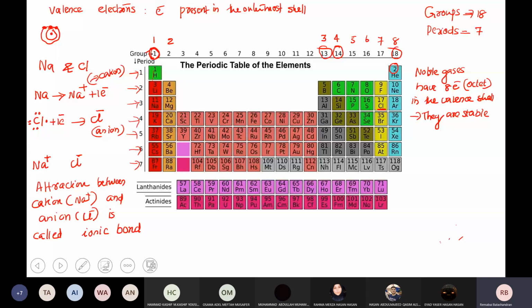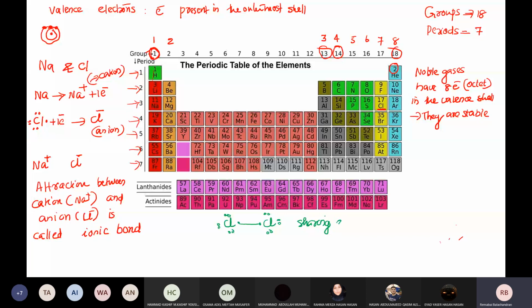Now, suppose we have just 2 Cl atoms. Chlorine has 7 electrons. So to be stable, it needs 8, right? So what do they do? In this case, both of them need 1 electron. They share their electron. Sharing.